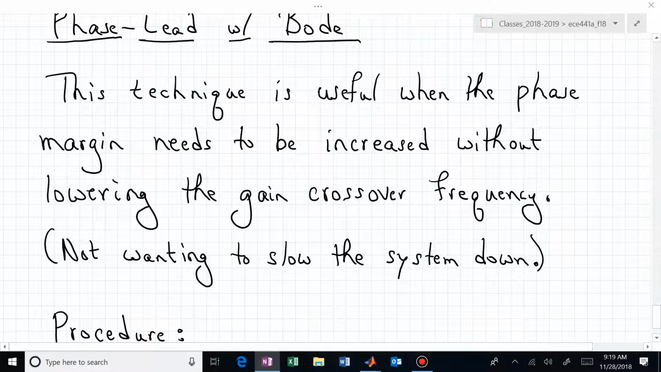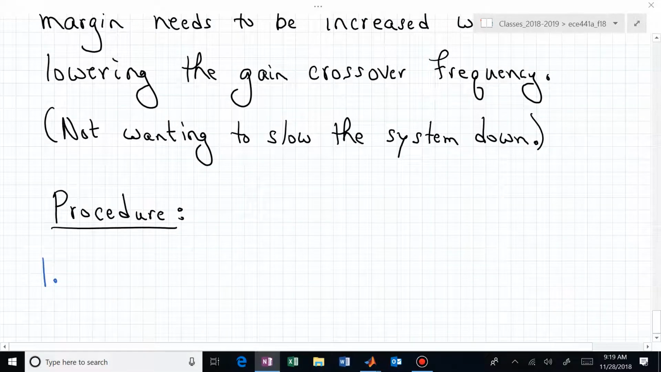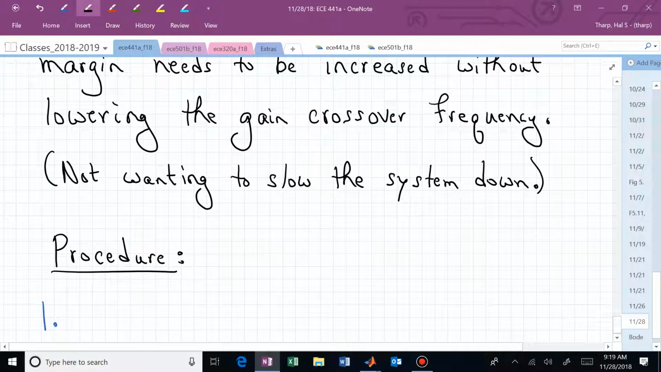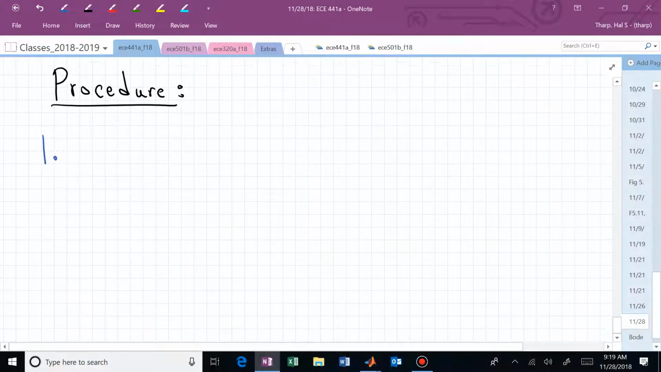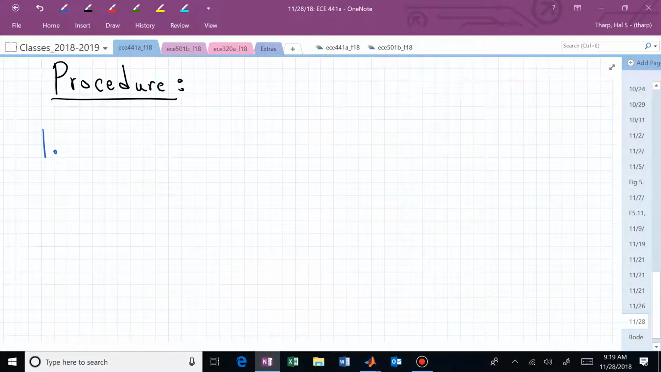So this phase lead technique is useful when the phase margin needs to be increased, in this example from 0 degrees up to something else, 45 degrees, without lowering the gain crossover frequency. We're not wanting to slow down the system. So here's the procedure. Now we can start maybe taking notes, because I was going a little bit quick in terms of scrolling for note taking before.